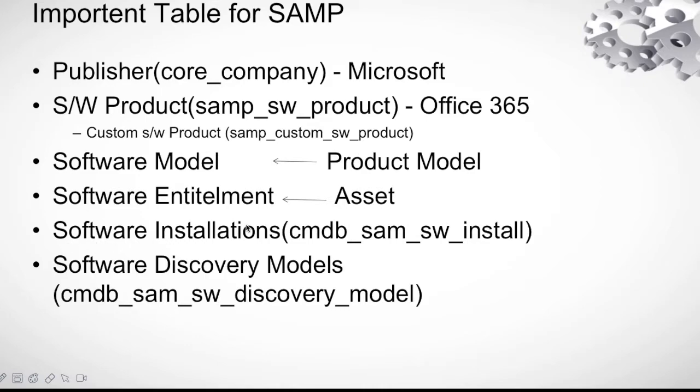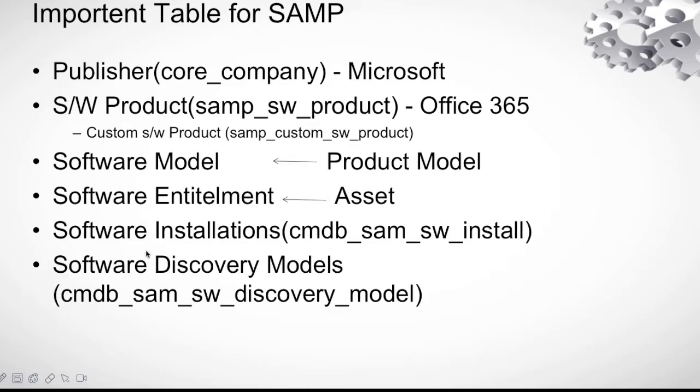Next is the software installation. This table is nothing but, whenever the discovery runs, it will collect the computer along with its installed software. I'll show you that. The information about what software is installed in your computer will be stored in the software installation. From there, we will identify how many software are unlicensed, how many are licensed, and how many we have to purchase.